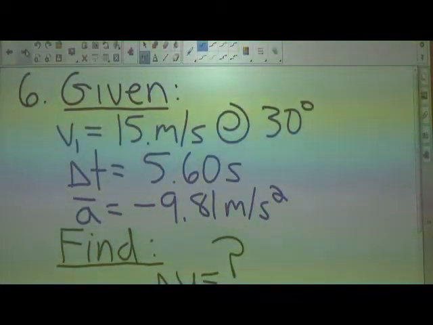Alright, you should start by writing down your givens. So the initial velocity vector is 15 meters per second at 30 degrees. The time was given at 5.60 seconds, and you know the acceleration due to gravity is negative 9.81 meters per second squared. And you want to find the change in y. If you find the displacement in the y direction, then you could figure out how high that cliff is. So let's go to the next screen and look at the formulas you would use.